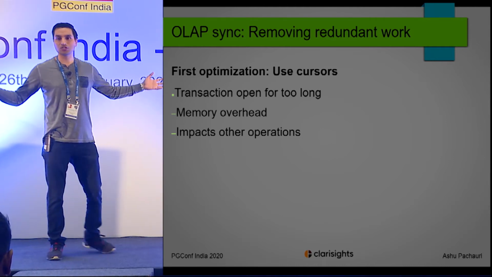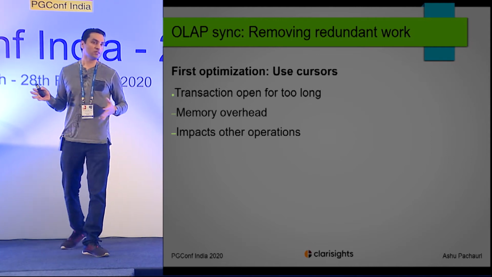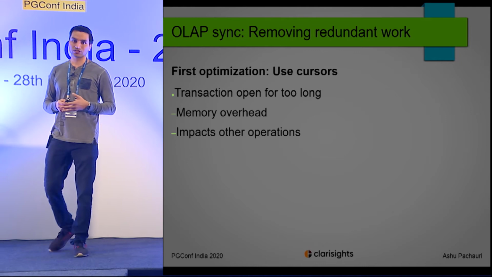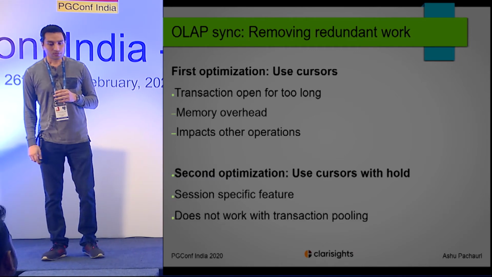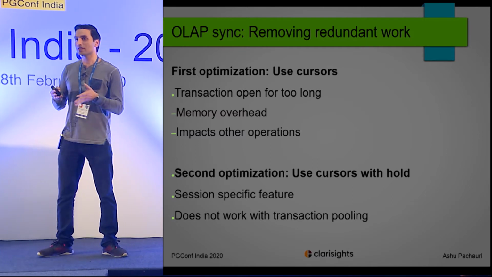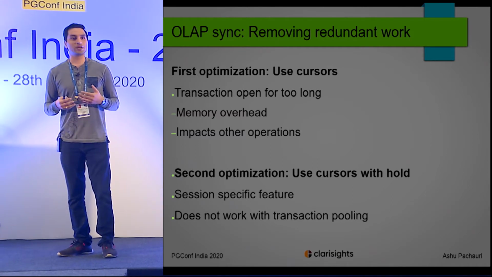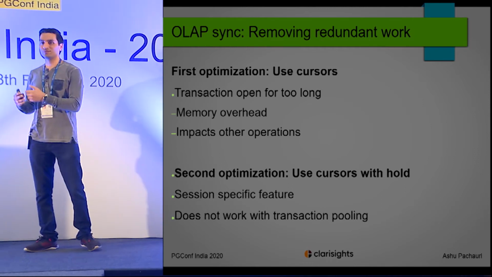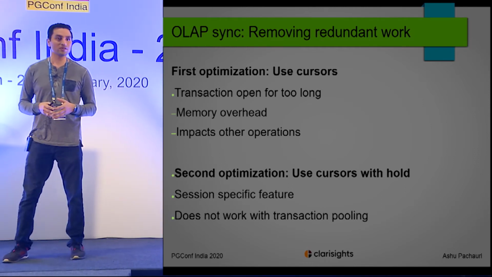We are doing transformation of a lot of data. It will take even 30 minutes to an hour to do that. We don't want to have transactions open for that long. So the second optimization that we did, okay, let's not use transactions. Let's use cursors that persist outside of the transaction. Cursors with hold. Now, the problem with that is it works well, but not in our setup.